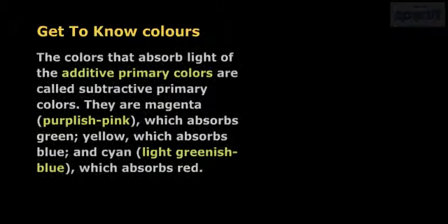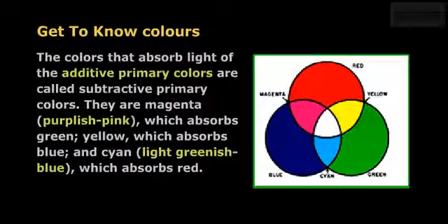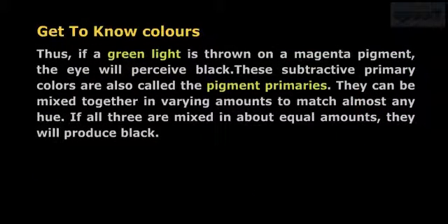The colors that absorb light of additive primary colors are called subtractive primary colors. They are magenta, purplish-pink, which absorbs green, yellow, which absorbs blue, and cyan, light greenish blue, which absorbs red. Thus, if a green light is thrown on a magenta pigment, the eye will perceive black. These subtractive primary colors are also called pigment primaries. They can be mixed together in varying amounts to match almost any hue. If all three are mixed in about equal amounts, they will produce black.